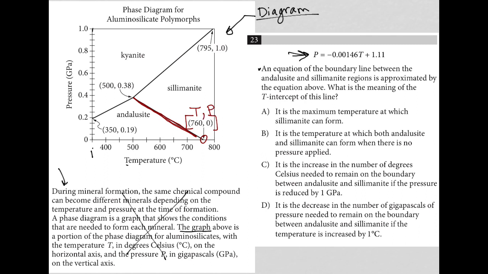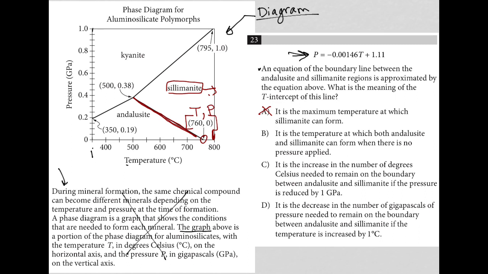All right, so let's look at the answer choices. Choice A says it is the maximum temperature at which sillimanite can form. Well, sillimanite is in this area. Sillimanite goes out beyond 760 degrees, right? If I'm at 800 degrees even, if I'm at 799, right before that vertical line for 800, I'm still sillimanite. So A is not accurate. 760 is not the maximum temperature.